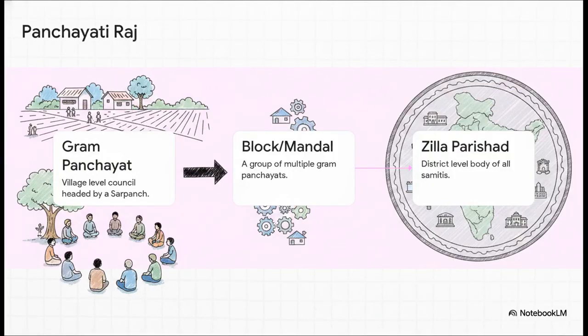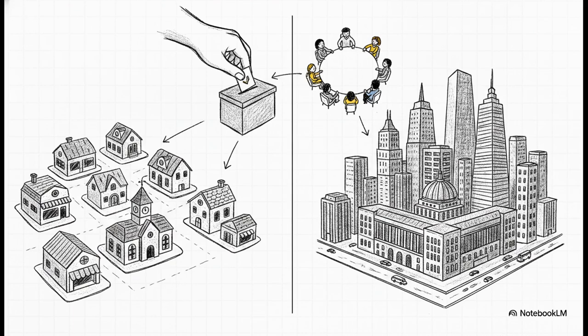In rural areas, this local government system is known as the Panchayati Raj, and it scales up in a really logical way. Step 1 is the Gram Panchayat. That's a village-level decision-making council headed by a sarpanch. Step 2 groups a few of these village councils together to form what's called a Panchayat Samiti, or block. And then Step 3 groups all those samitis in a district together to form the Zilla Parishad, operating at the highest district level.